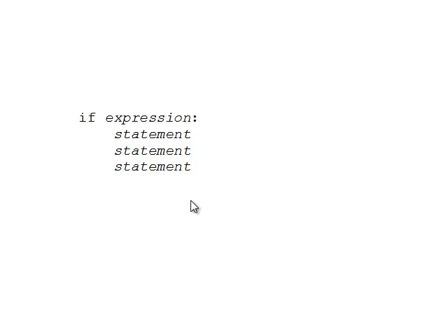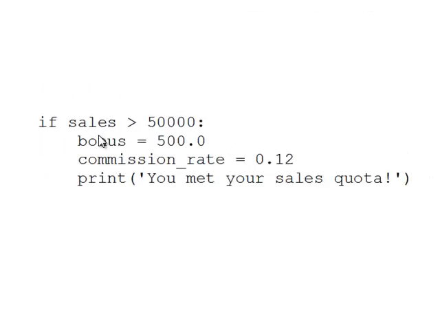Let's look at an example. In this if statement, the Boolean expression is sales greater than 50,000. So if sales is greater than 50,000, the statements in this block will be executed. Bonus will be assigned the value 500, commission rate will be assigned 0.12, and this message, you met your sales quota, will be printed on the screen. But if the Boolean expression, sales greater than 50,000, is false, none of these statements will be executed.